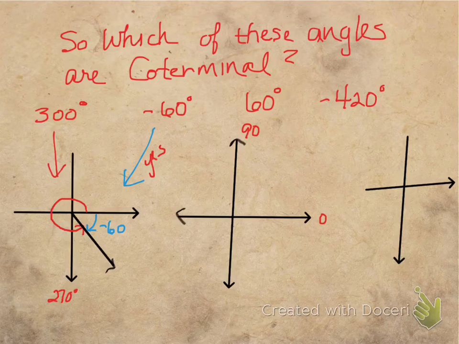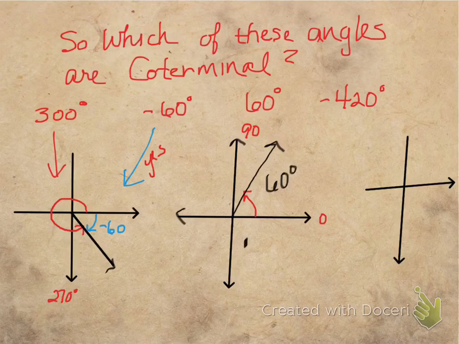But what about 60 degrees? Where is that going to be? Well, a 60 degree angle is in the first quadrant. That's not even close. So I know that's no.